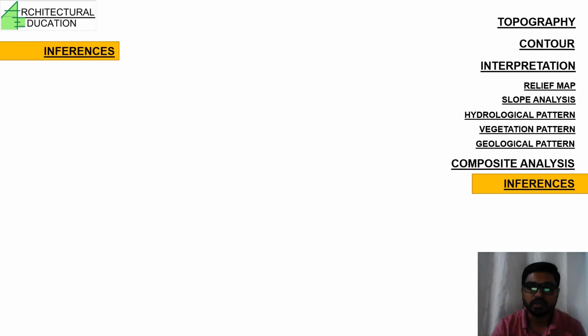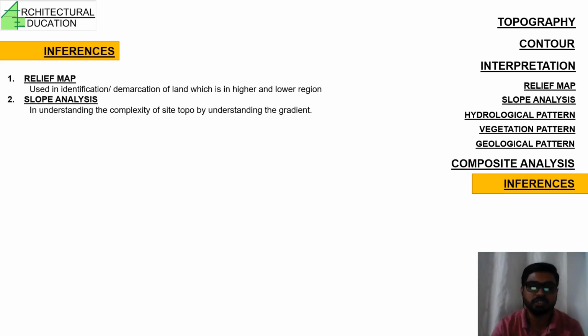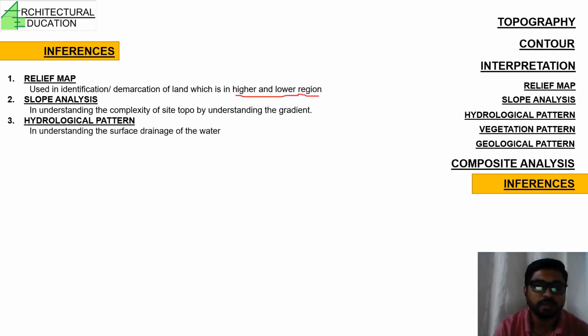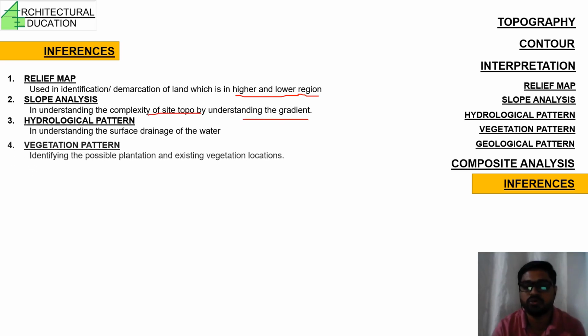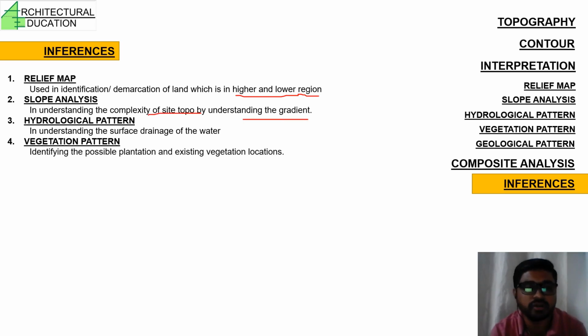Now finally, we'll just revise a small detail about each and every aspect. Relief map we have used for identification and demarcation of land which is higher and lower. This is the very basic thing. Next one, slope analysis, where we have seen the complexity of site topography by using the gradient. G is equal to D by L into 100 was the formula which we have done.